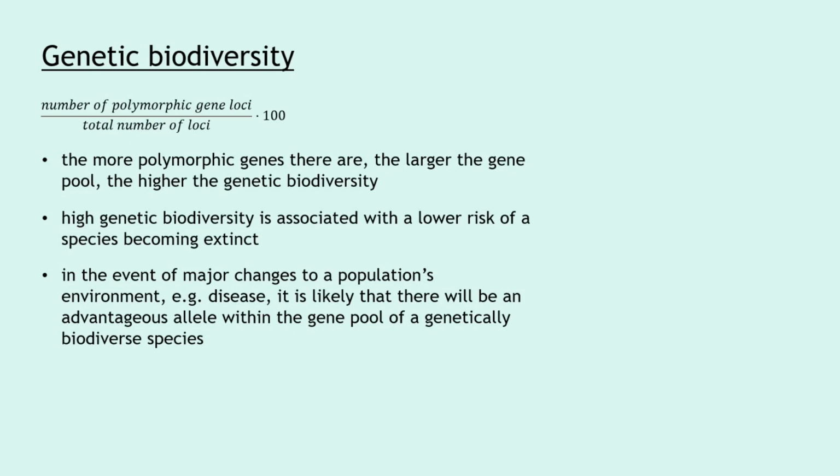Whilst if you have a population with low genetic biodiversity, you're going to have fewer alleles in the gene pool, and you are less likely to find an advantageous allele therefore. And so if this major change to the environment does occur, then a population which does not have the advantageous allele will be completely wiped out. There will be no individuals of the population remaining, and therefore the species becomes extinct.